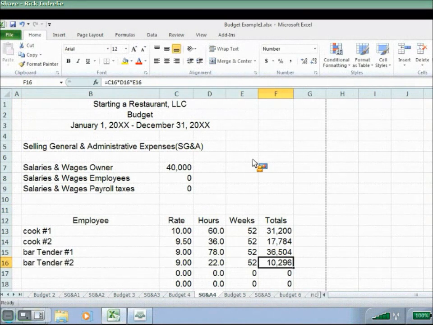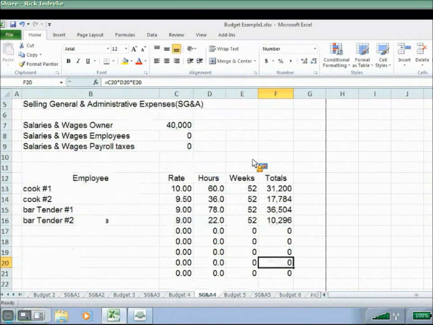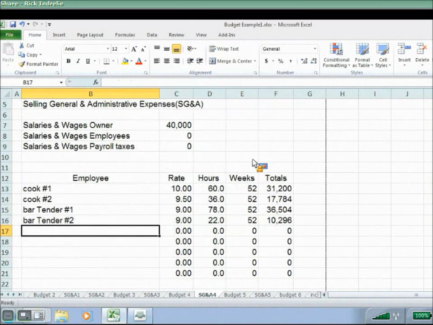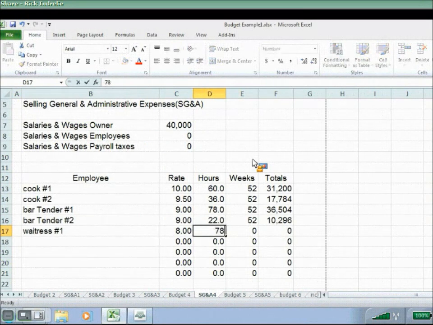Our next position, we need a waitress. We're going to call it waitress number 1. The rate of pay is going to be $8 an hour. Number of hours per week is going to be 78 hours. Weeks per year is 52 weeks, for a total of $52,000 per year.